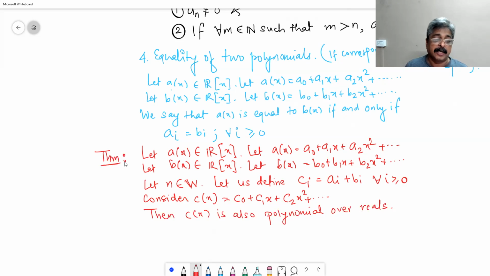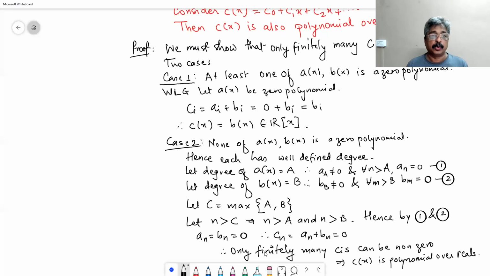And I give you little time to write down the proof of this theorem. If we add two polynomials and create a new polynomial by adding their corresponding coefficients, then whatever algebraic expression we get is a polynomial. I will run through it. What we must prove is that there are only finitely many ci's which are non-zero. We have to satisfy the definition of polynomial. c of x must satisfy the definition of polynomials.